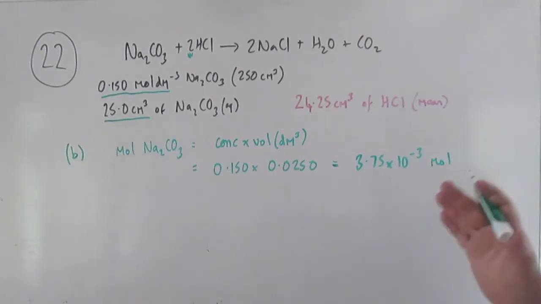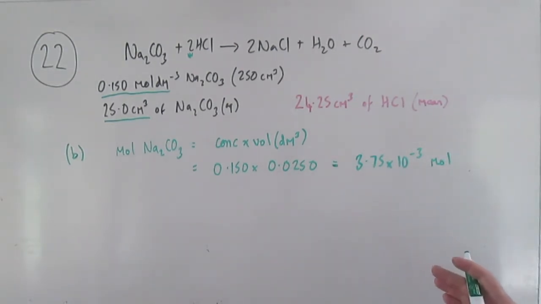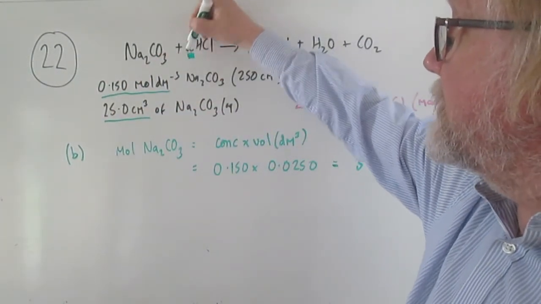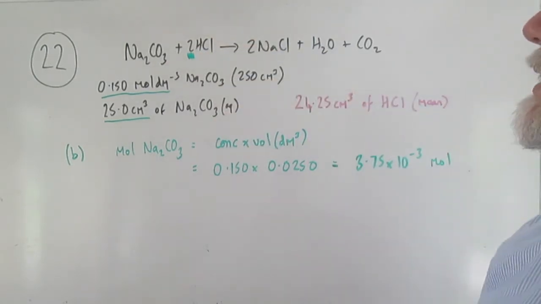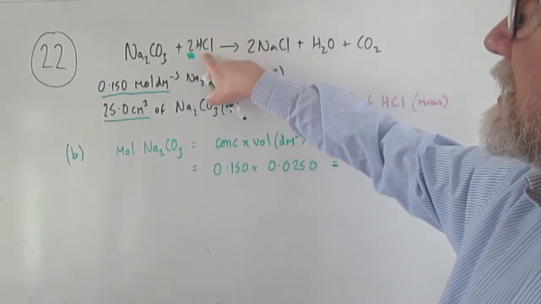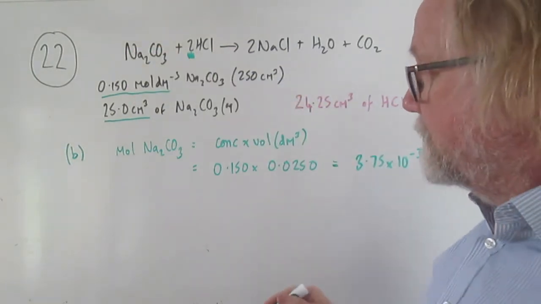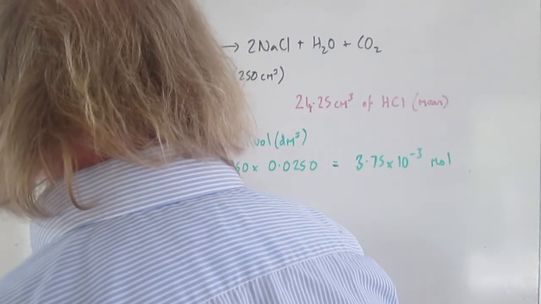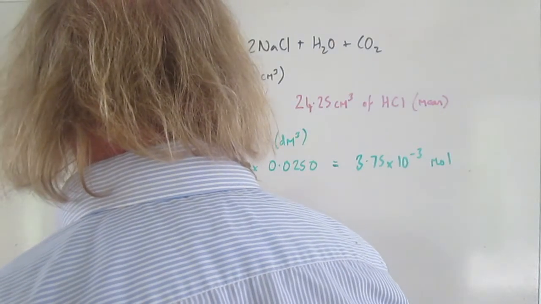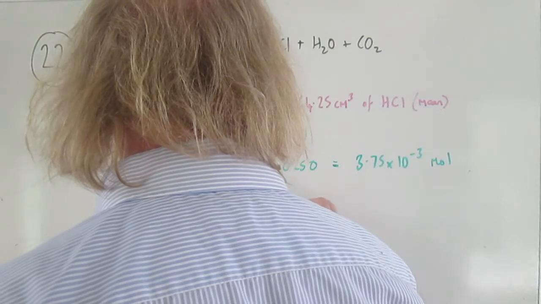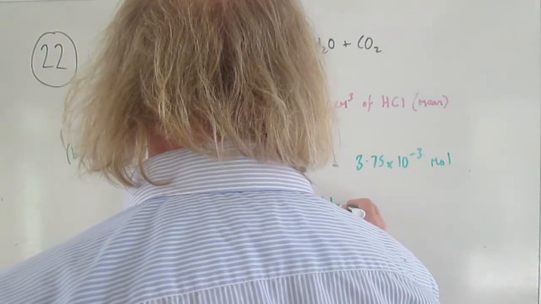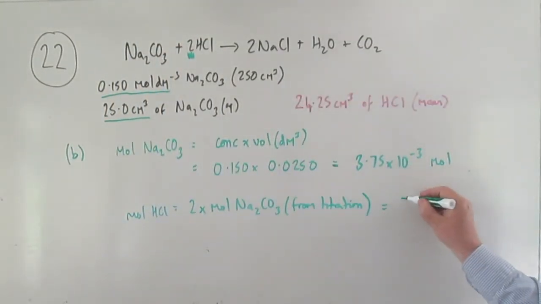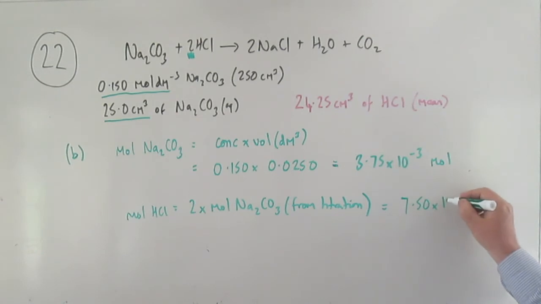So then you say, okay, that's the moles of sodium carbonate, we're interested in the HCl, and what relates those is the equation. And in particular, this is where this number 2 comes in, because that tells you that the moles of HCl is twice as many as the moles of sodium carbonate. So you write that down. Moles of HCl is 2 times the moles of sodium carbonate from the titration. So we just double that number and we get 7.50 times 10 to the minus 3 moles.